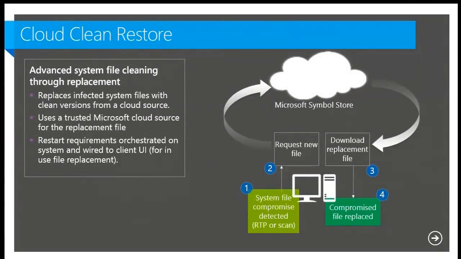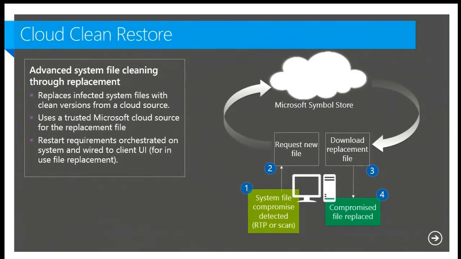Cloud Clean Restore. This is new in Service Pack 1 as well. The benefit of this is that it's an advanced system and file cleaning using the Microsoft Symbol Store. That sounded pretty geeky. What does that mean? The Microsoft Symbol Store is a repository of key operating system files that if they get corrupted, the anti-malware solution, Endpoint Protection, can make a call to the Symbol Store and download a new copy of that file and replace it on the system.